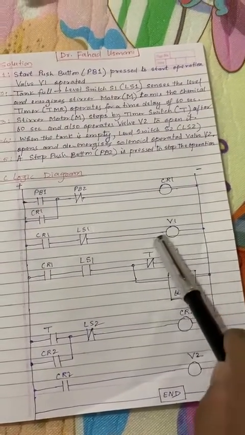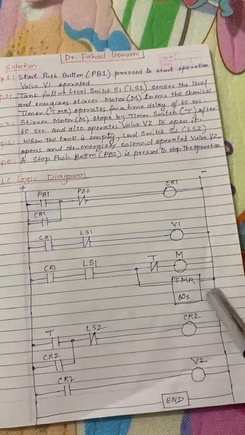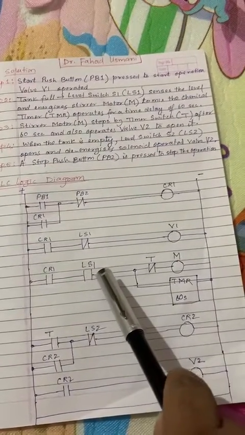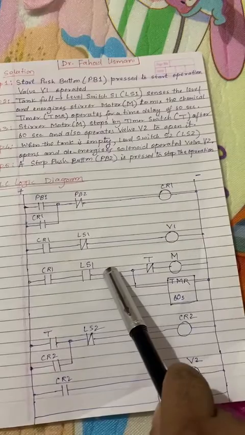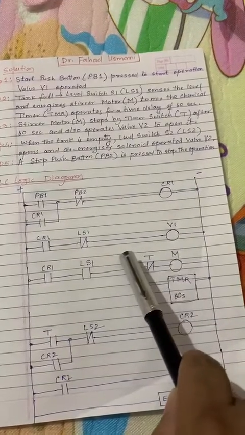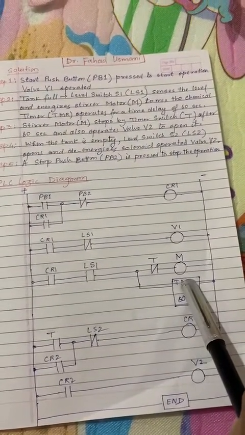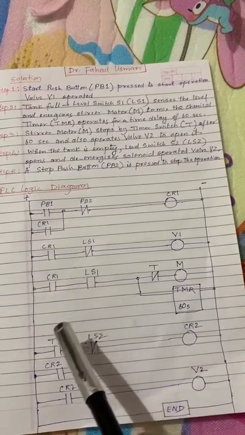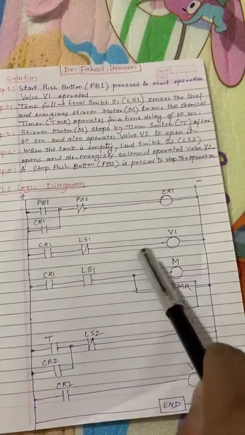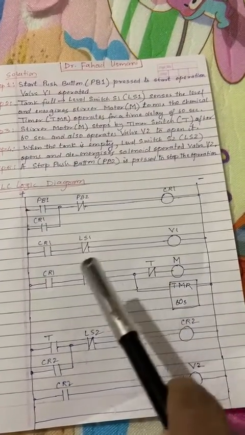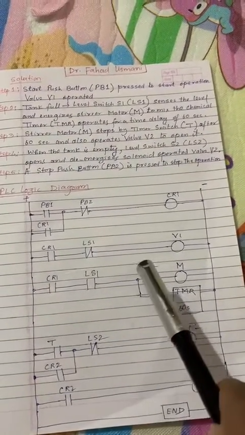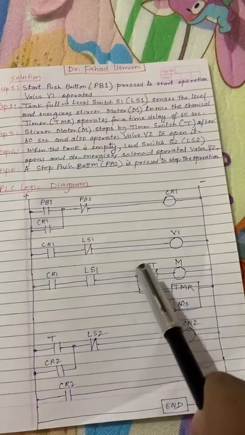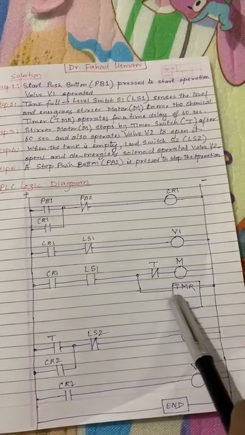Because in the question it is said that the motor should go on for 60 seconds. So the current, as you see in this connection, will go simultaneously to the motor and to the timer. Now through this timer, these two switches, T and T, are associated. This is normally closed and this is normally open. So when the current flows, the motor starts, and the timer starts too.